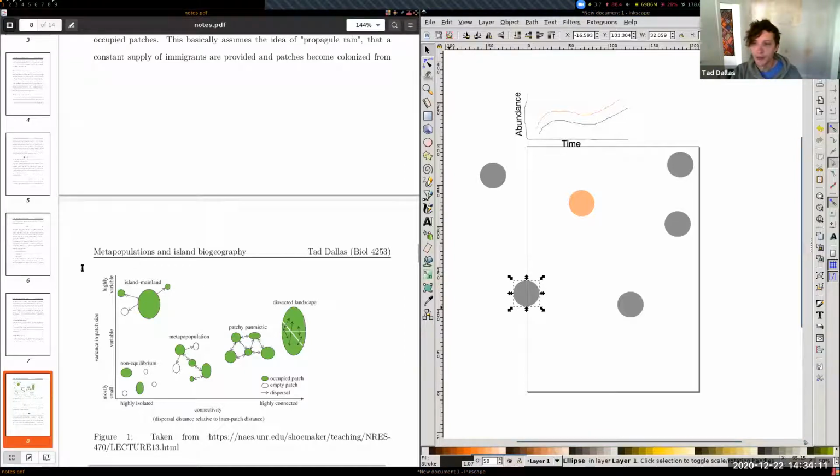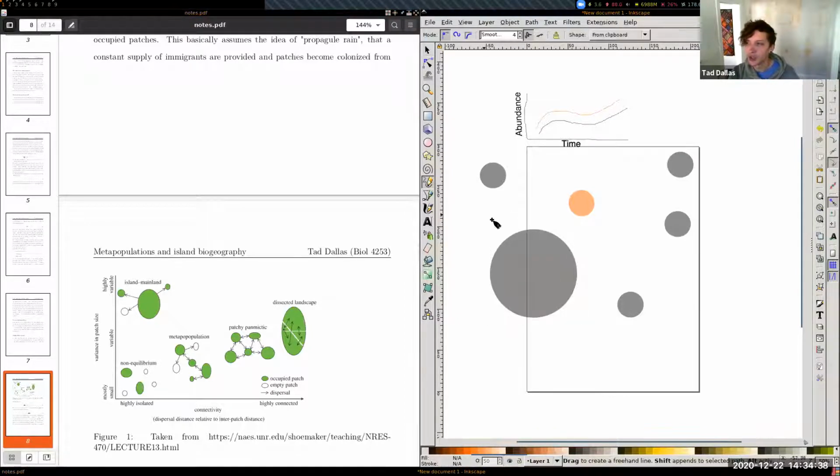That's an aside. The last one in this space is the mainland-island metapopulation, which is basically a sort of source-sink metapopulation where you have one big patch that serves as the mainland and distributes individuals through dispersal. Notice that here the arrows aren't going from the small patches to the mainland. It's really that this big patch is just the source and then it sends individuals out.